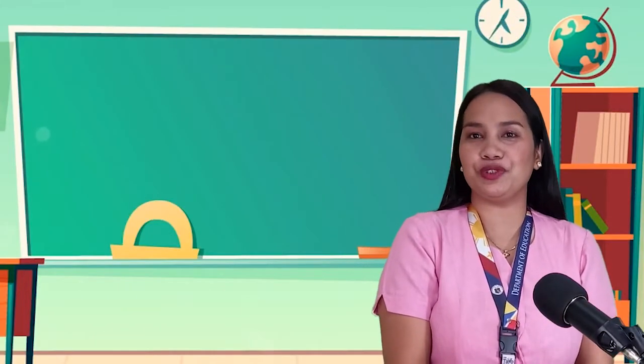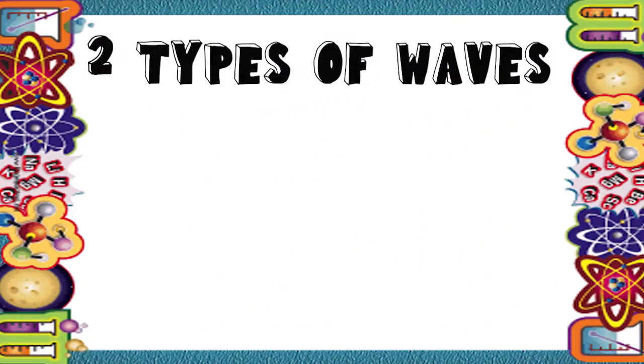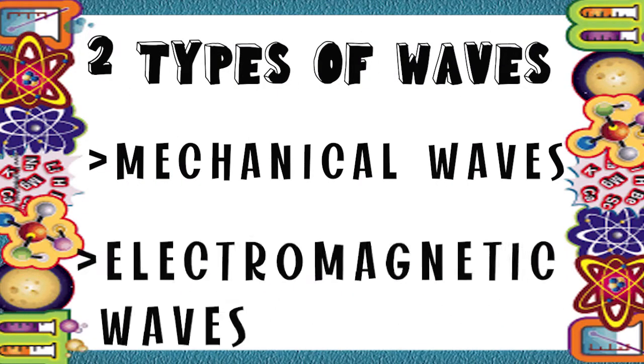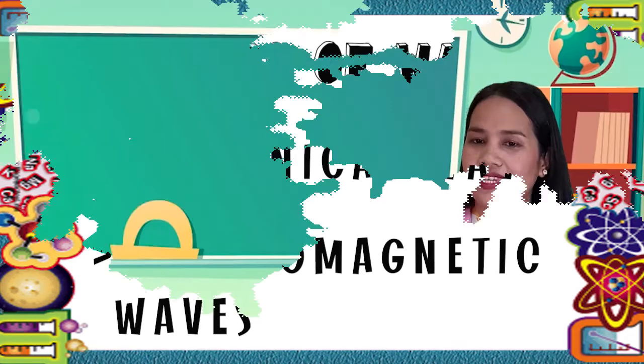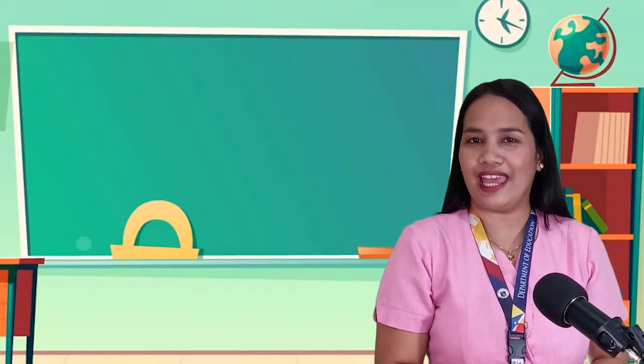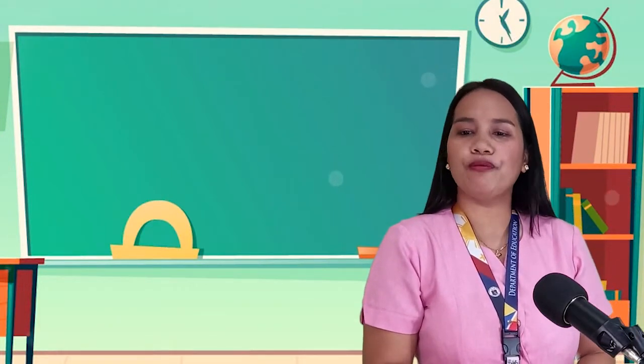Generally, there are 2 types of waves. The mechanical waves and the electromagnetic waves. They are all considered energy carriers. Water waves and sound waves are examples of mechanical waves. However, they differ in their way of propagating and transmitting energy.